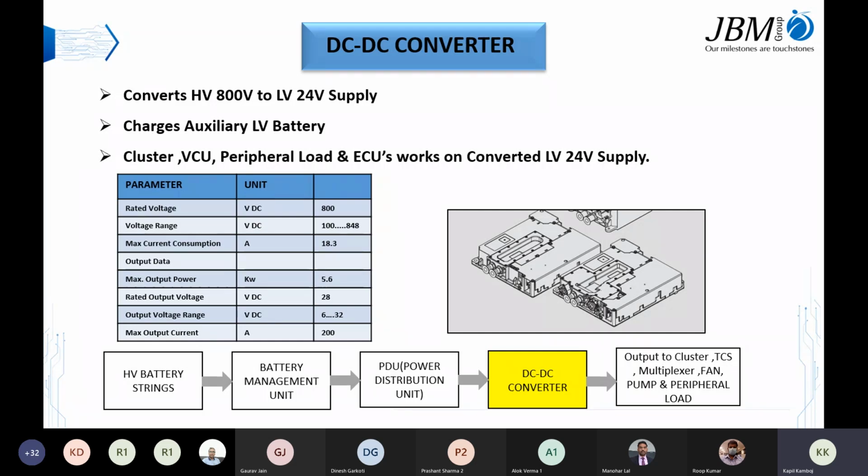We can define some set of parameters. Previously we faced one issue regarding over voltage in our 12-meter and MMT buses. We found that parameter along with the Lenje team, and we have set that value, and later that problem is almost solved. The vehicle is under observation.